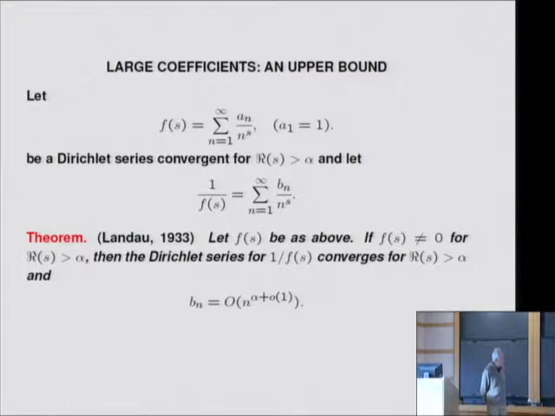I've been told, though I've not seen the paper, that if the series for f is not only convergent but absolutely convergent for real part of s greater than alpha, then the series for the reciprocal is also absolutely convergent for real part of s greater than alpha. I've been told this is a theorem due to Gelfand in the 30s. I've not found a reference yet.